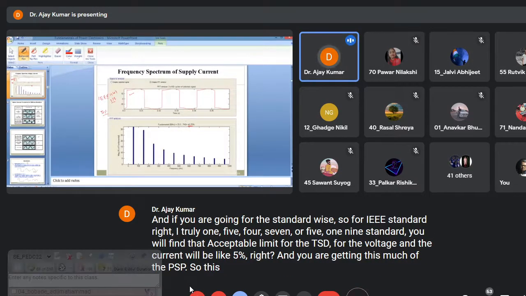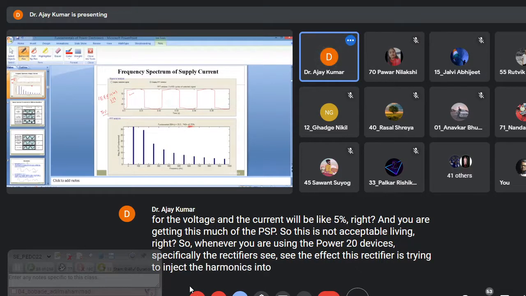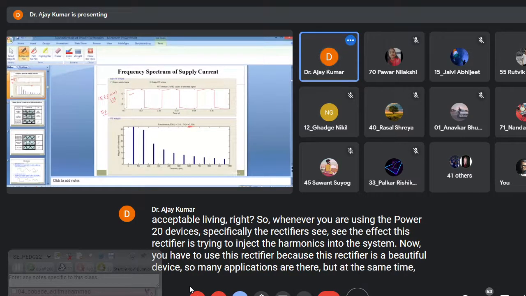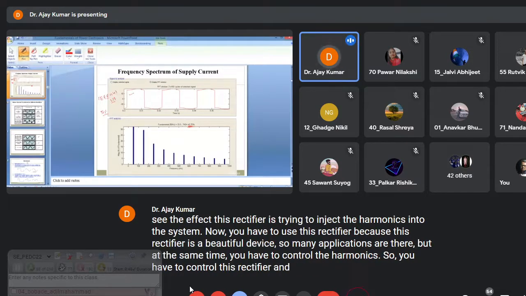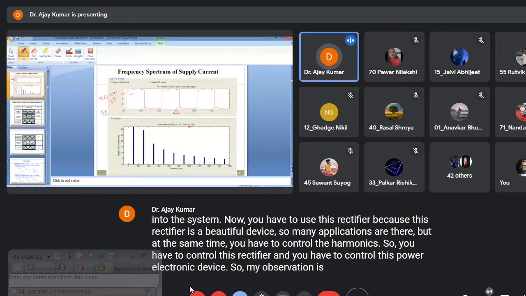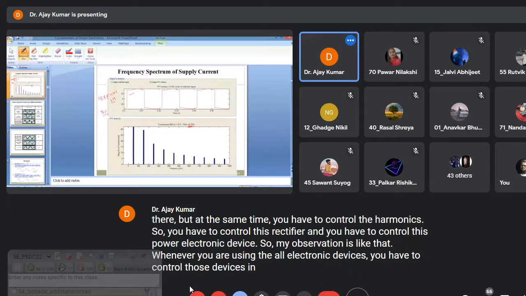So whenever you are using power electronic devices, specifically rectifiers, see the effect. This rectifier is trying to inject harmonics into the system. And you have to use this rectifier, because this rectifier is a beautiful device. So many applications are there, but at the same time, you have to control the harmonics. So you have to control this rectifier and this power electronic device. My observation is that whenever you are using power electronic devices, you have to control those devices in such a manner that you can also improve the power quality.